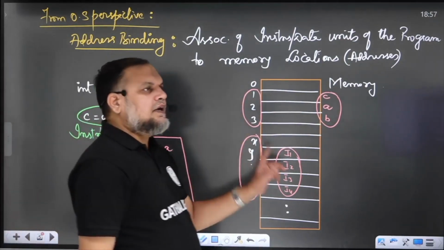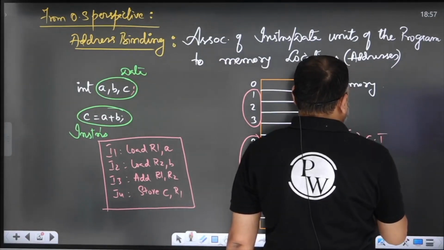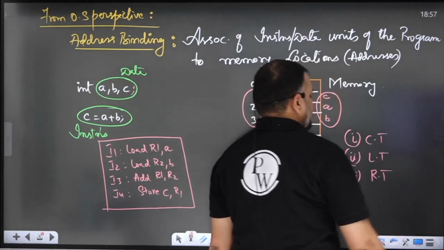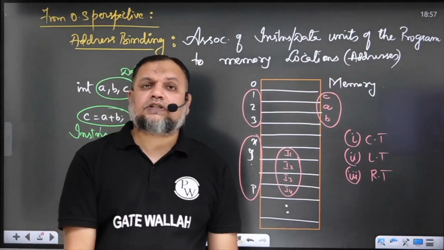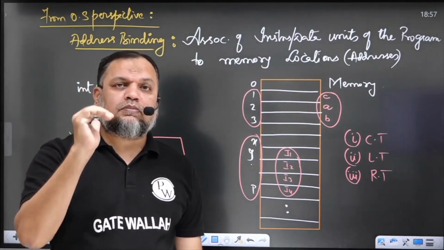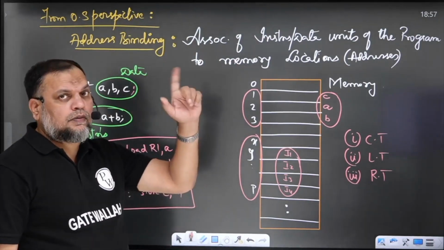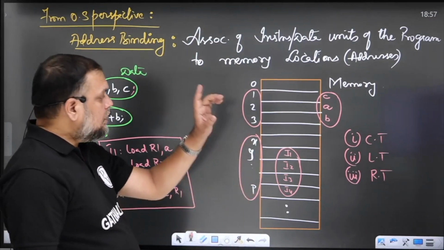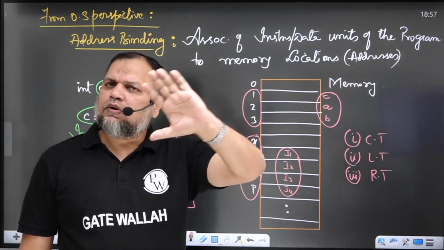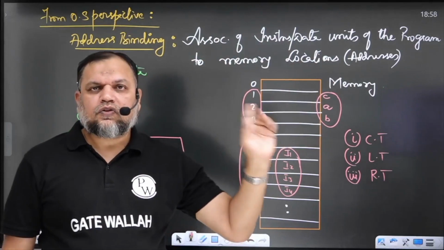This address binding can again be carried out during compile time, load time, or run time. This binding of instructions and data to memory locations with addresses can be carried out during any of these. If the compiler does the address binding, here people get confused: the compiler only decides where this instruction or data unit should get stored in memory. It will not load it or store it, only decide. That is called compile time.